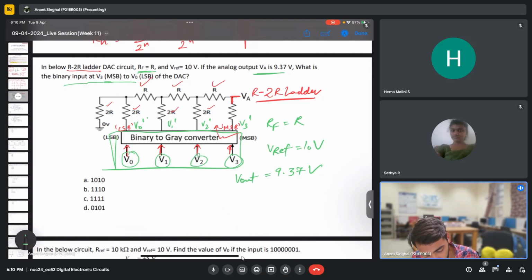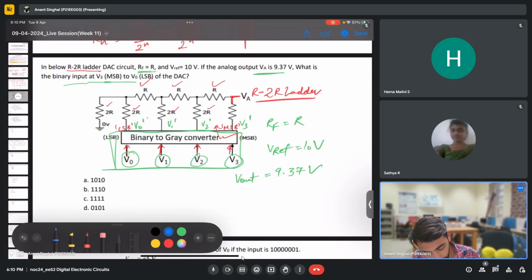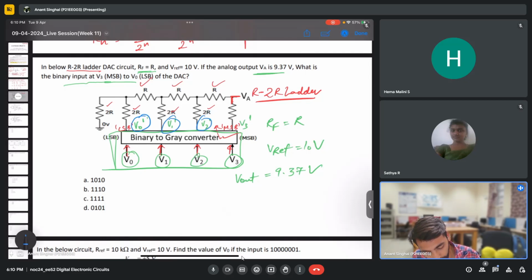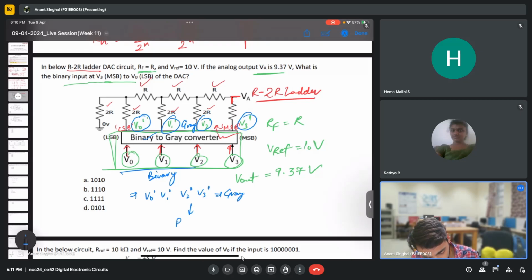First of all, we'll find out these 4 bits, V0 dash, V1 dash, V2 dash, V3 dash, because these are directly related to the binary DAC, and then we'll convert them. As you can see, this is a binary to gray converter. So if this is in binary, then it will be in gray. To solve this question, we will get V0 dash, V1 dash, V2 dash, and V3 dash in gray, and we need to convert it to binary. So what we need to do is gray to binary conversion.